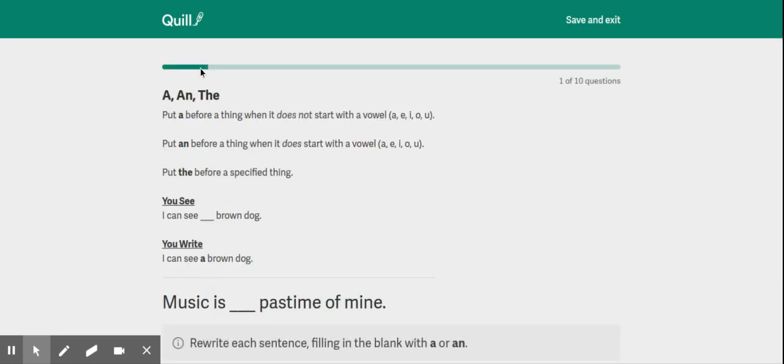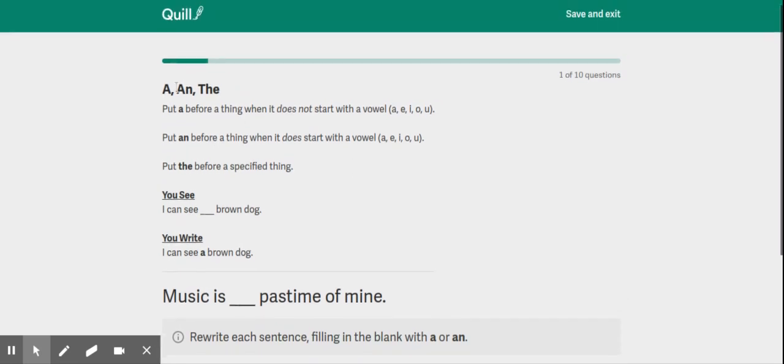At the top, we have our bar that measures our progress. There are 10 questions, I can tell, and I'm on question number 1. It gives us a reminder of what we learned yesterday. Put a before a thing when it does not start with a vowel, A, E, I, O, U. Put an before a thing when it does start with a vowel, A, E, I, O, U. And then put the before a specific thing.